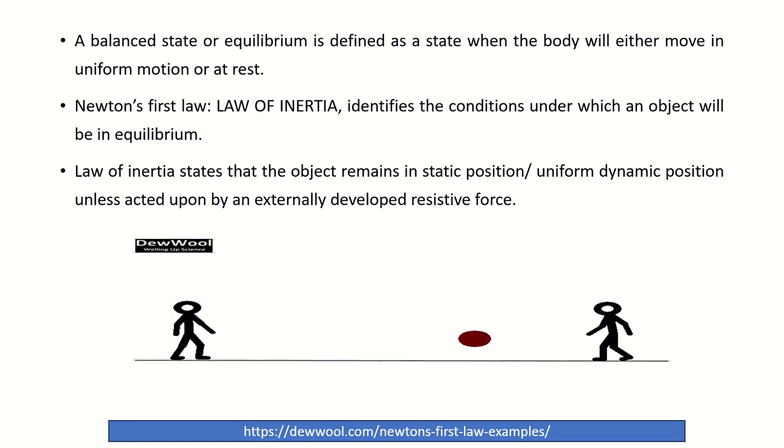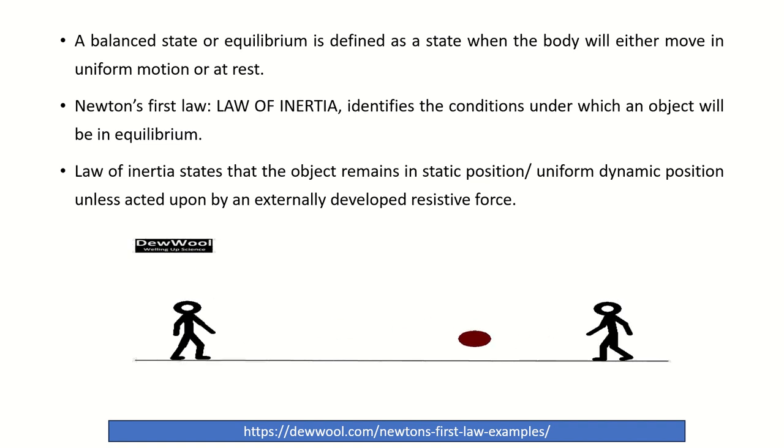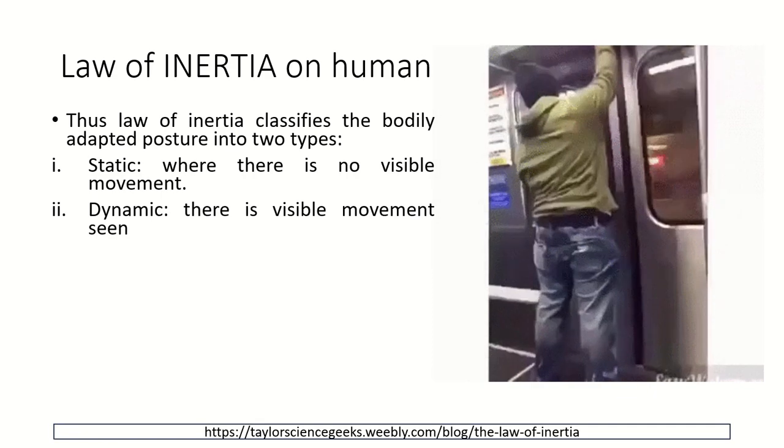Newton's first law, also called the law of inertia, identifies whether the body is in equilibrium or not, let it be static or dynamic equilibrium. Thus, the law of inertia states that an object remains in a static position or uniform dynamic position unless acted upon by an externally developed resistive force.